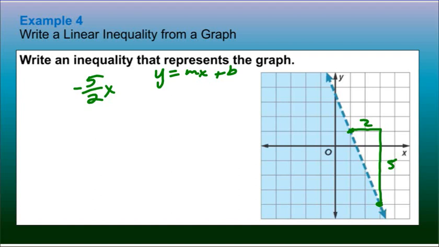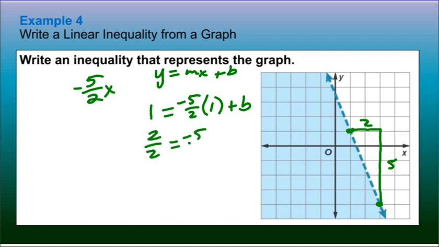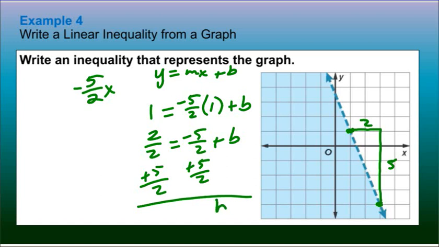So I'm going to use my slope of negative 5 halves. I'm going to choose a point that's on that line. And I know that this point is 1, 1. So if I put a 1 here and a 1 to my y, I'm going to rewrite this as 2 halves. 2 halves is the same as 1, equaling negative 5 halves plus b. To get b by itself, I'm going to add 5 halves to both sides. I now have b equaling 7 halves.